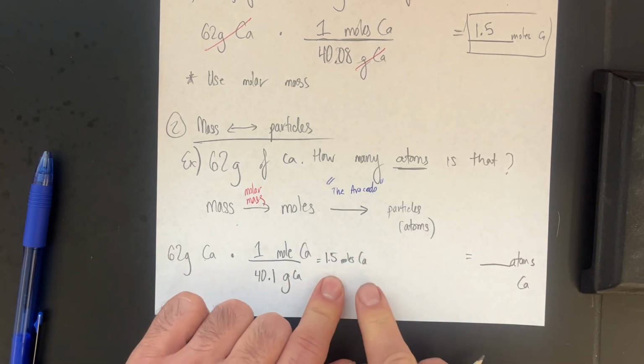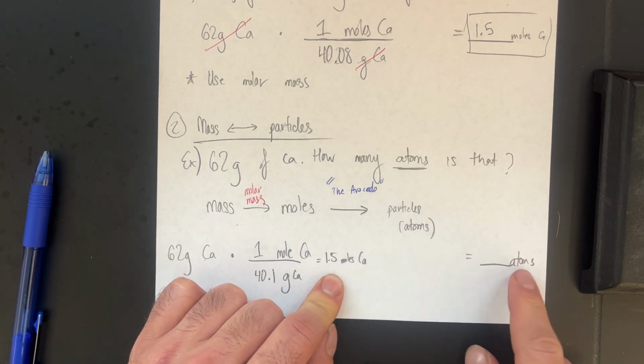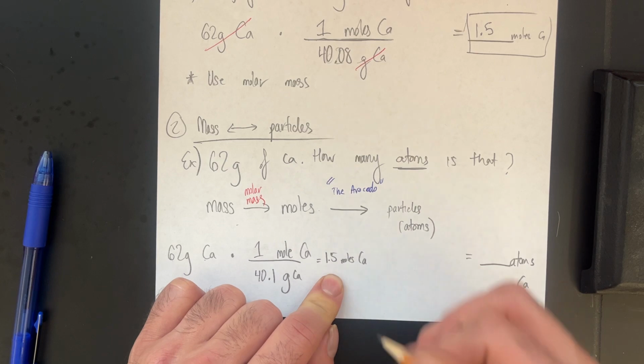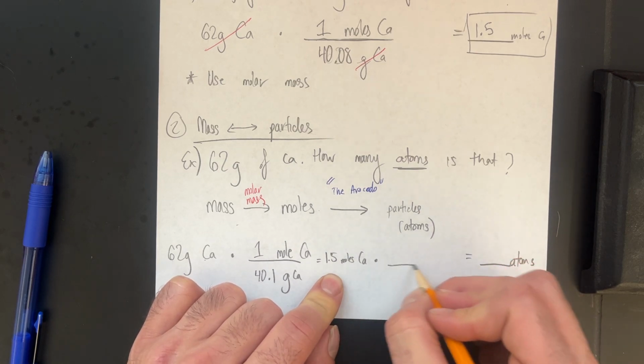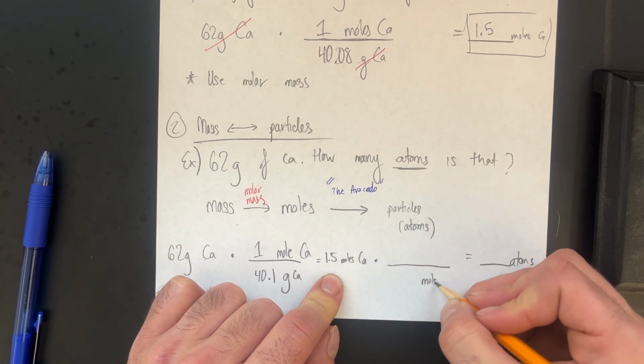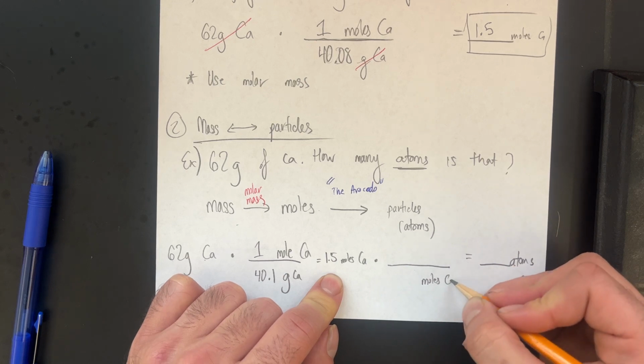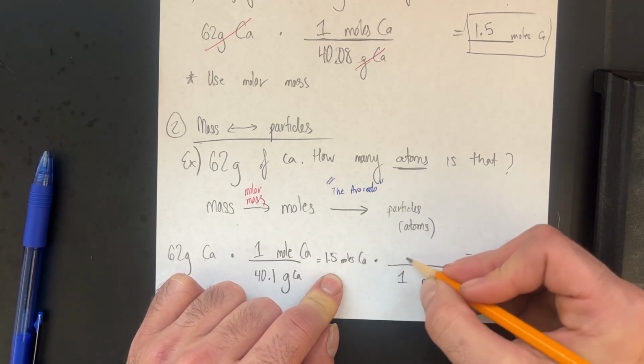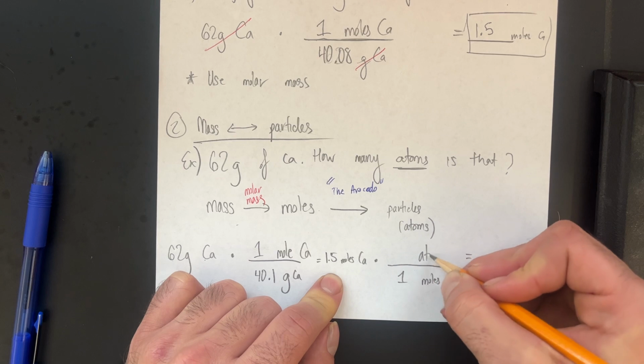Now again, the problem is this is moles, and what we ultimately want to do is get to atoms, and so we have to do this part. And so you can then use the avocado: how many atoms are in 1 mole of calcium?